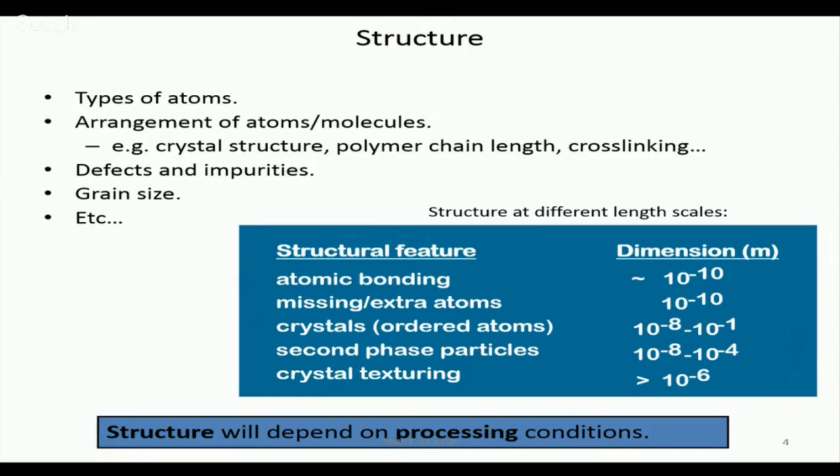The crystal could have different types of textures. These textures could be on the order of 10 to the power minus 6 meter. So you cannot avoid the extra atoms, the crystals, or the second phase particles. This is part of the structure. So you have to understand the texture, second phase, inclusions, defects, missing atoms, and grain boundaries. As you can see, all these structures are of different orders, different sizes.